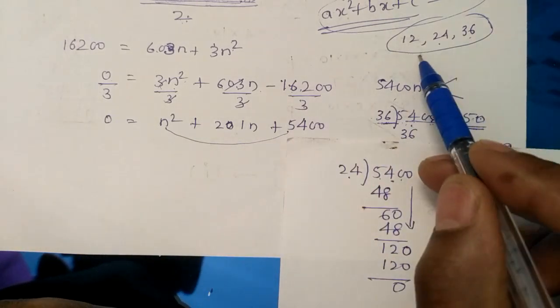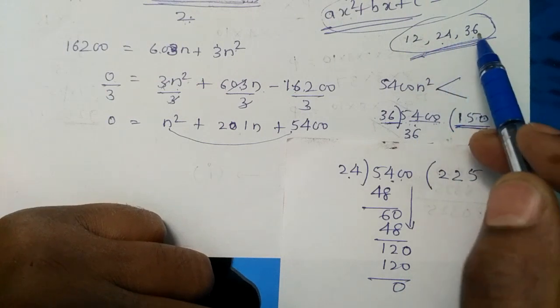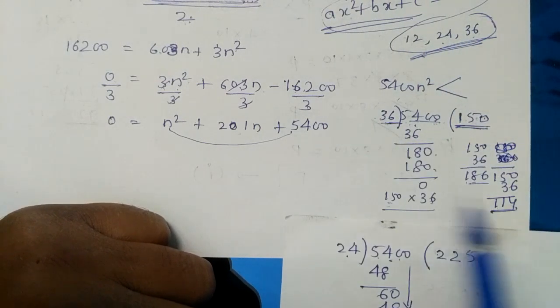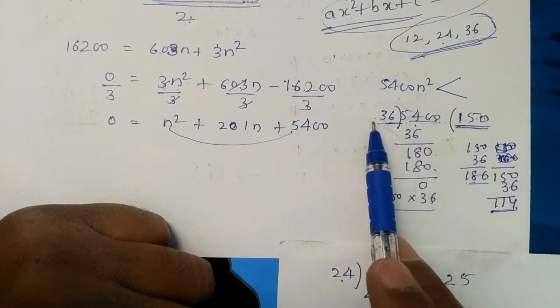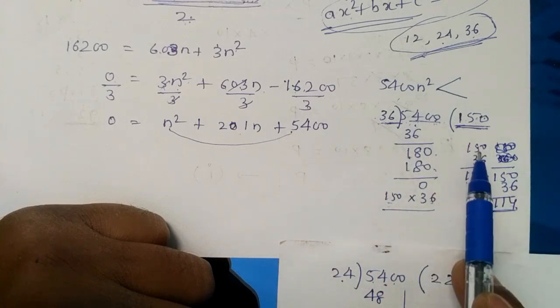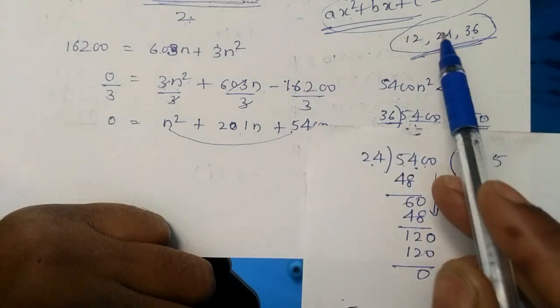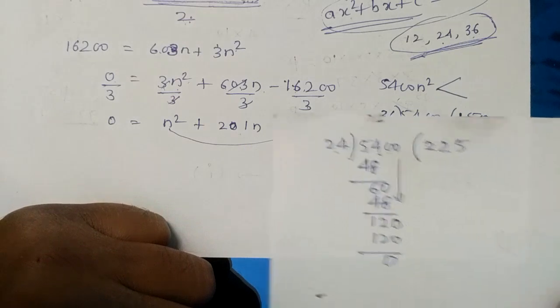Because this kind of answer usually gives you one of these 3 answers, either 12 months or 24 months or 36 months. So I tried 36 months, it's working, but the middle 201 it's not giving. 36 and 150, the divisor and quotient both added and subtracted, we are not getting 201. So I went to check for 24. Even 24 also divides 5400, and the quotient is 225.